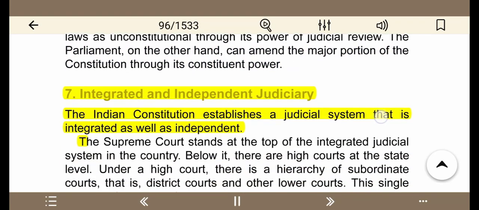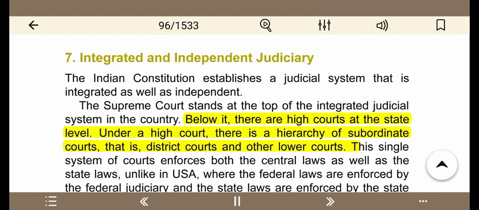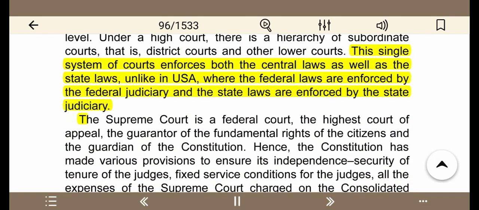7. Integrated and independent judiciary. The Indian Constitution establishes a judicial system that is integrated as well as independent. The Supreme Court stands at the top of the integrated judicial system in the country. Below it, there are high courts at the state level. Under a high court, there is a hierarchy of subordinate courts, that is, district courts and other lower courts. This single system of courts enforces both the central laws as well as the state laws, unlike in USA, where the federal laws are enforced by the federal judiciary and the state laws are enforced by the state judiciary.